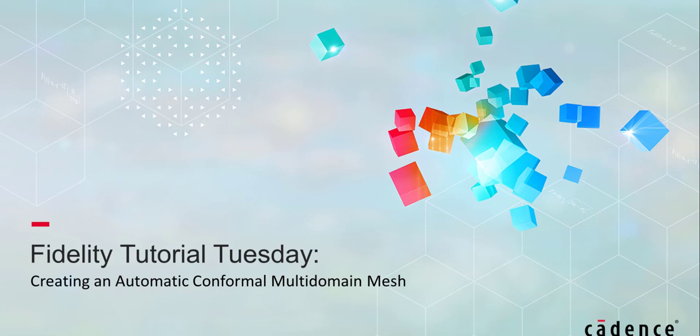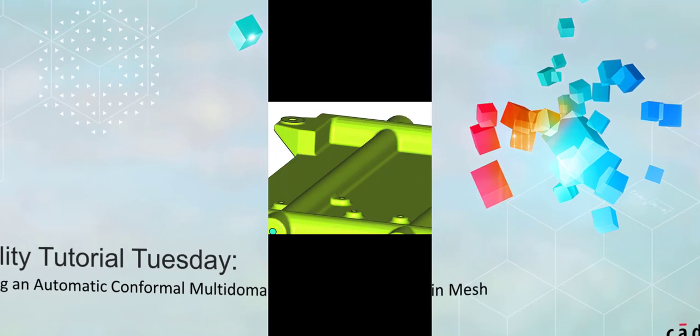In this video, we are going to see how to generate a conformal or matching connection mesh between two or multiple domains. In many mesh generation tools, the user has to perform manual operation to extract the common interface surface between multiple domains. But in Fidelity Express, this operation is highly simplified and the tool can auto-detect the interface surfaces without much effort from the user. Now let us see the workflow with an example to demonstrate this.